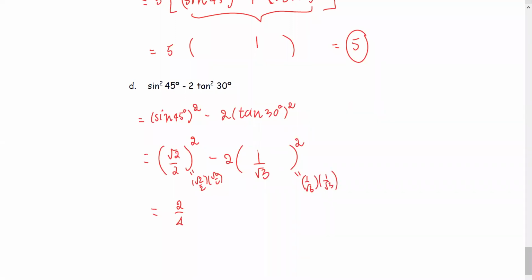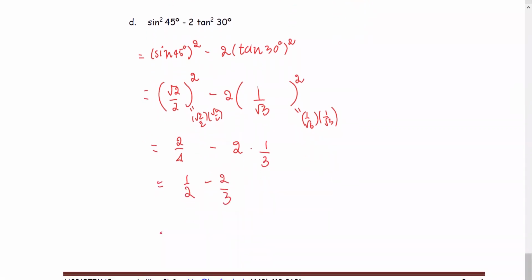So the first term gives us 2 over 4 minus 2 times the power 2 of 1 over square root 3, which is 1 over 3. Then we get 1 over 2 minus 2 over 3. Next, we're going to find the common denominator, which is 6. So multiply the first fraction by 3 over 3. Multiply the second fraction by 2 over 2. So we get 3 minus 4 with the same denominator 6, or negative 1 over 6.